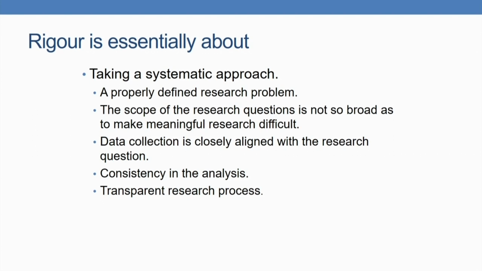Now, what do we mean when we say a systematic approach? It basically means that the research problem is properly defined and that the research questions are articulated clearly. Research questions and hypotheses must be closely aligned with the research problem, and the scope of the research questions should not be so broad as to make meaningful research very difficult. Furthermore, a systematic approach also means that data collection is in close alignment with the research question, and that there is consistency in the analysis through the use of accepted and standardized techniques. So, in short, the entire research process is systematically linked to the research questions, and the entire research process is transparent. And if we are able to confirm all of these things have been in place, then we can say that this research has been rigorously carried out, or there is rigor in the research process that has been taken up.